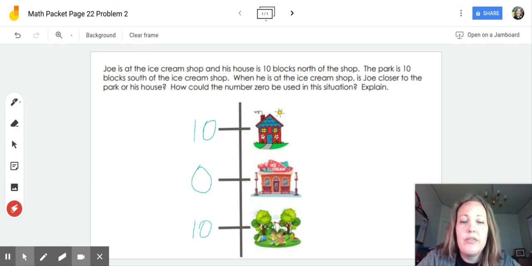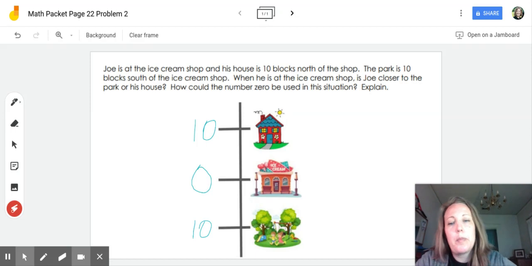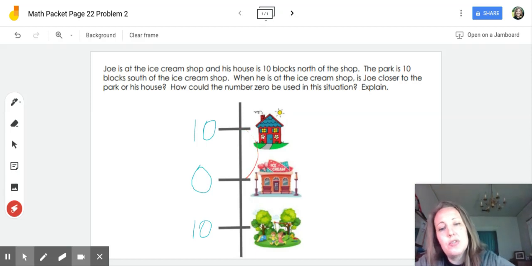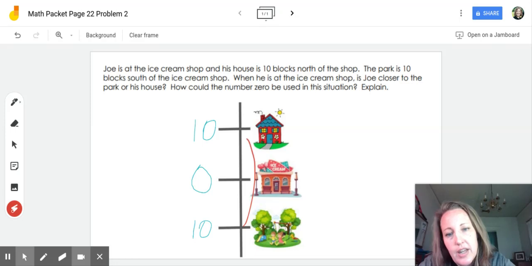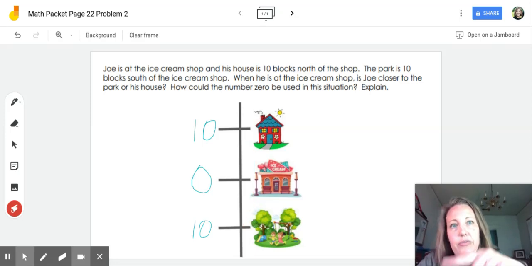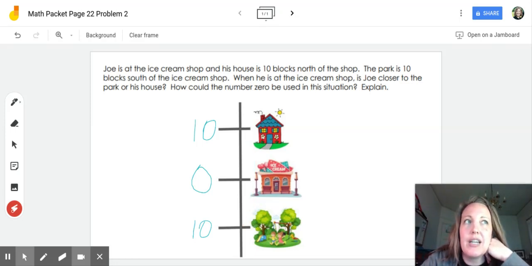What if he went from his house to the ice cream shop and back? That would be 20. And then he went all the way to the park and back, right? So that'd be 20 plus another 20, which would be 40. So he'd walk 60 blocks.